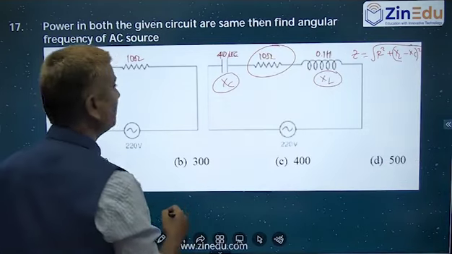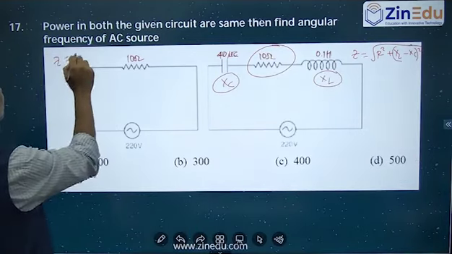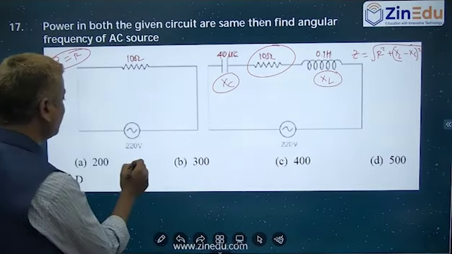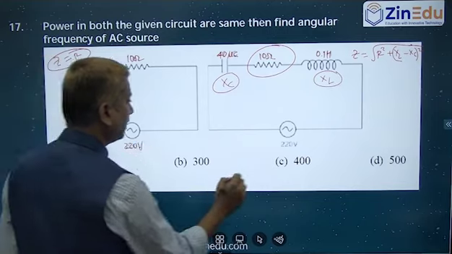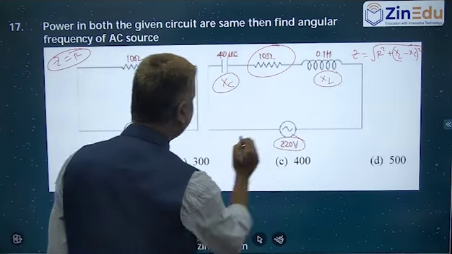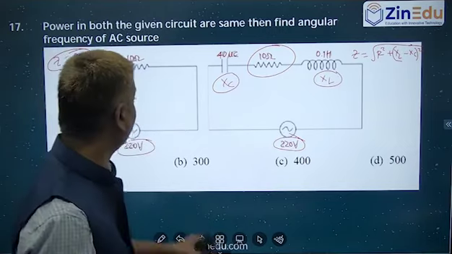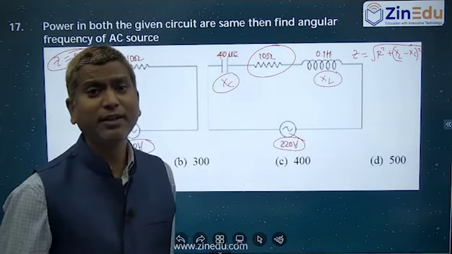And here the net impedance is the same as R. Right? And here the power is the same, and the voltage is also the same, 220 volts here. And here also you have 220 volts. Correct? So the power is also the same, which means this impedance and this impedance should be the same.